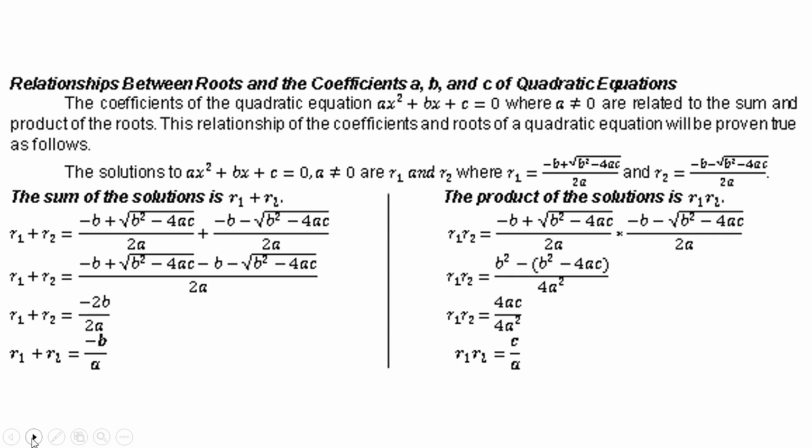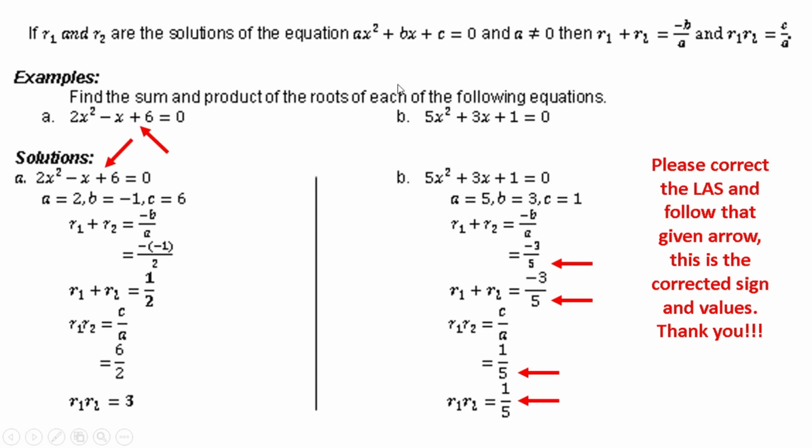Okay, in order for us to understand, let us get some examples. So, this one is the corrected one. For your last one, please go over the corrections, those arrows. Okay, find the sum and the product of the roots. So, remember this. The formula: R1 plus R2 is equal to negative b over a. R1 times R2 is equal to c over a.